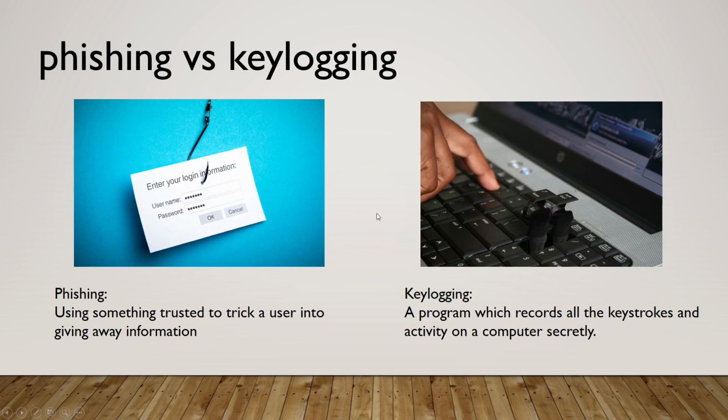Okay, phishing versus keylogging. This is all about computer security. Phishing is, the key concept for phishing is that you're using something trusted in order to trick someone to give up information or data or something like that. So it's a trick, it's using some trust. So either it's a phone call where someone says, hey, I'm from the bank, or it's a website that looks real but it's not, and it's trying to take information. Keylogging, on the other hand, is a secret program running on your computer which records your keystrokes.